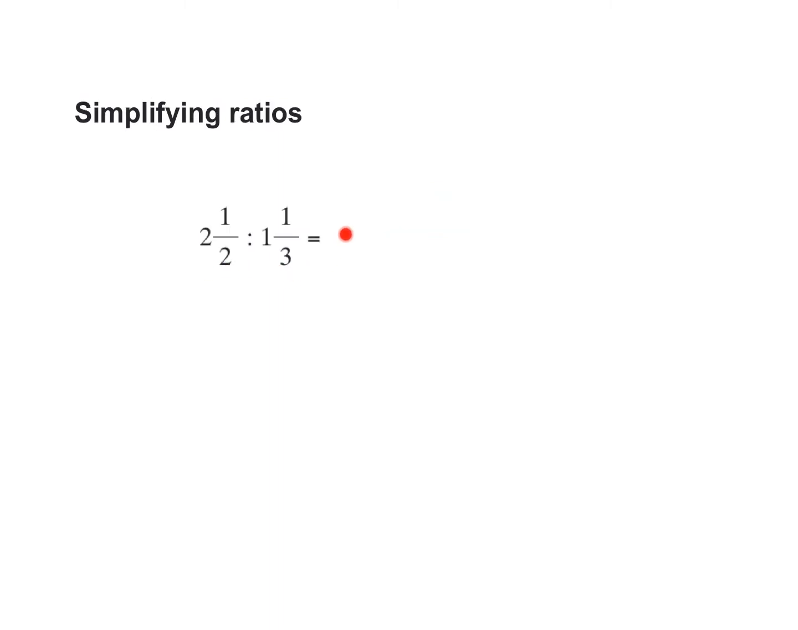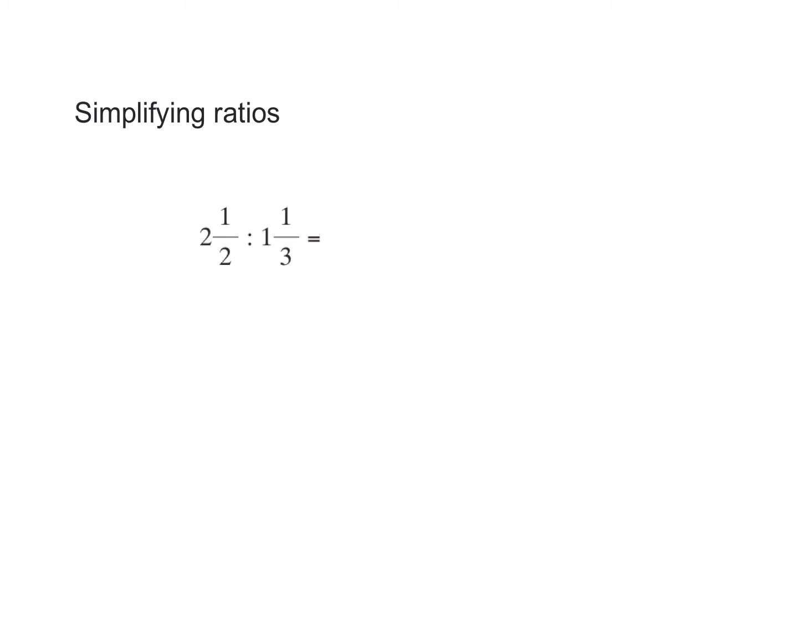Alright, what about simplifying these fractions? Well, the first thing you've got to do is turn that into an improper fraction, and that one into an improper fraction, find a common denominator, and then you can simplify. So put the video on pause and give it a go.